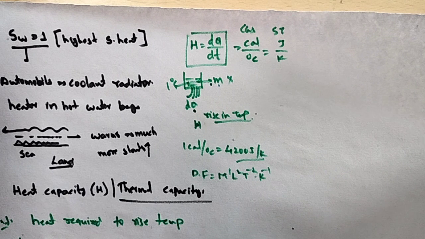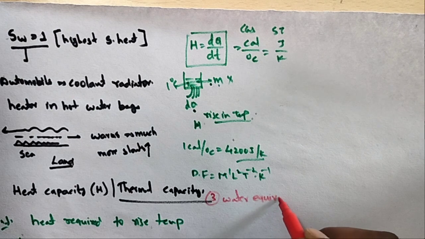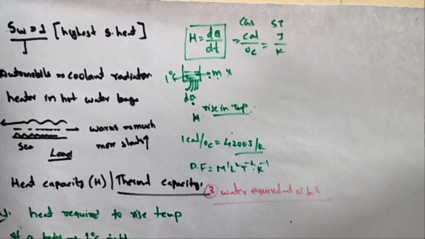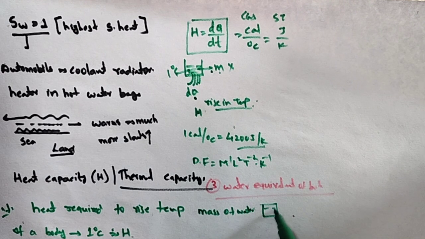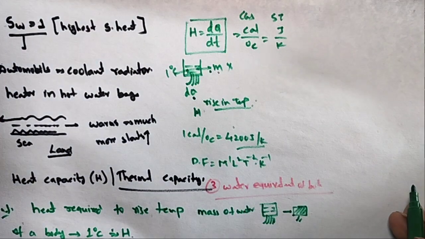Another one, the third one: water equivalent of a body. The water equivalent of a body is defined as the mass of water that absorbs the same quantity of heat as the given body for the same rise in temperature. So that is called the water equivalent of the body.